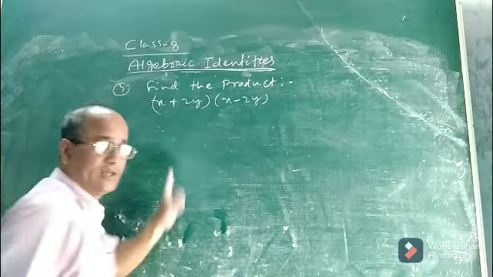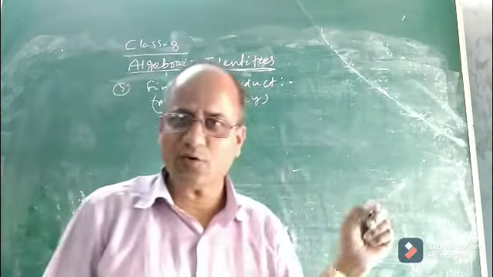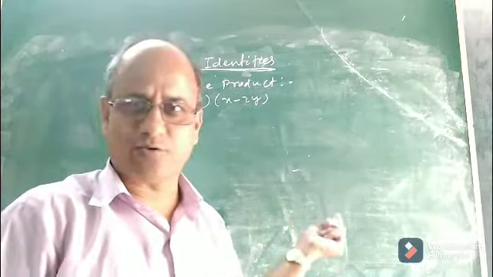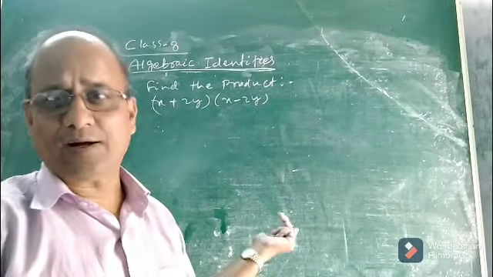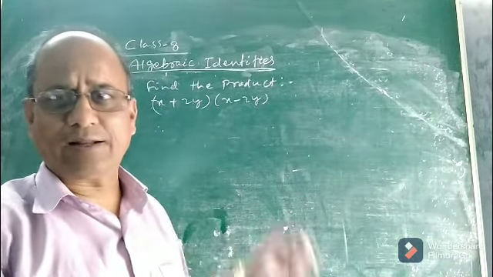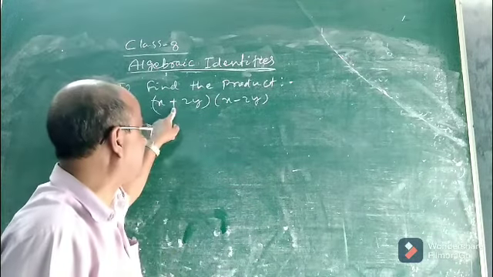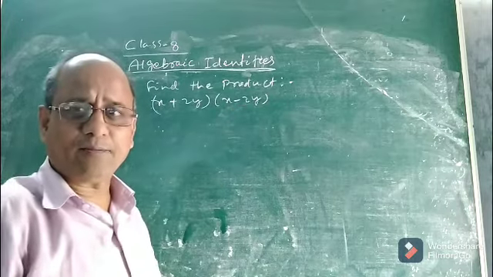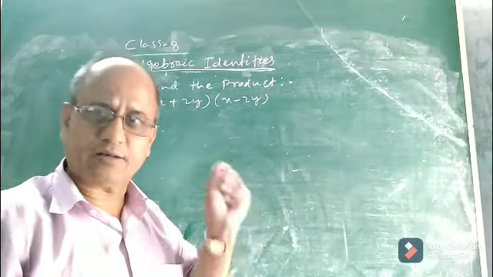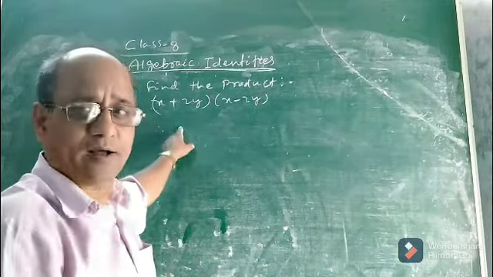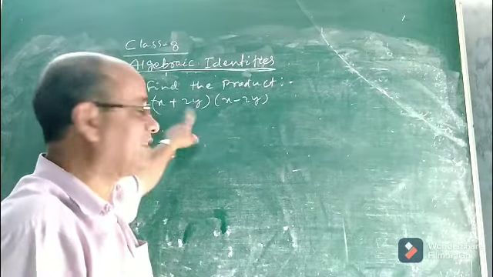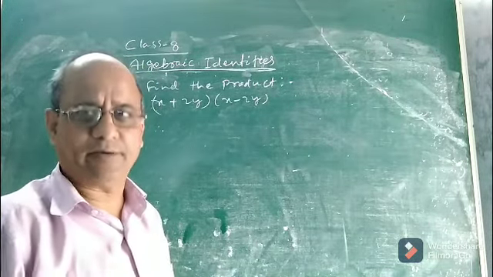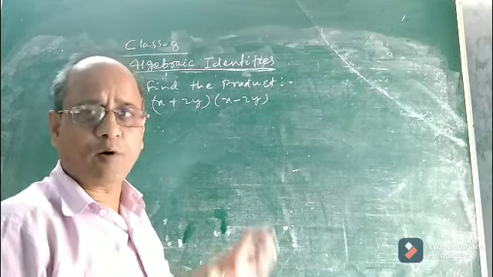See children, directly you can multiply because these are two binomials and you know how to multiply them. Without multiplying directly, how will you find their product? This is one algebraic expression, a binomial, and this is another binomial. Now to find the product using identity, first we have to think, it is in the form of which identity? That is very, very important.